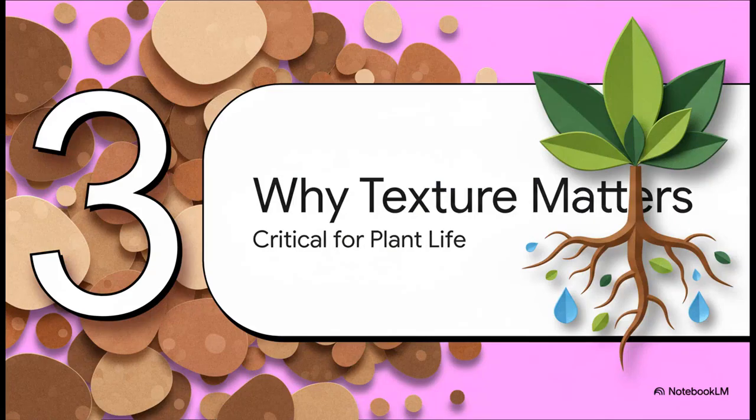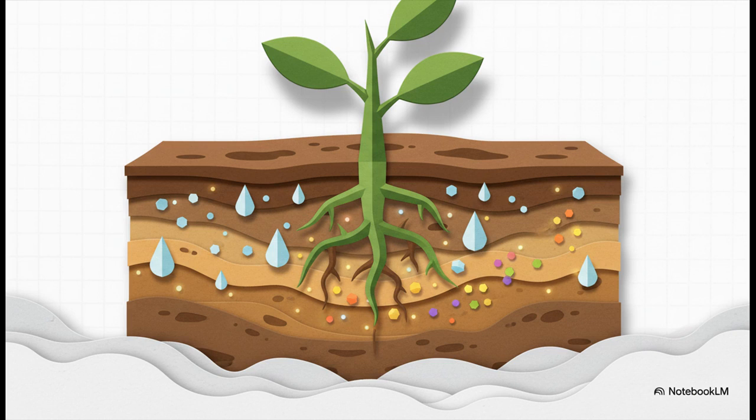Okay, so it's a mix of different size particles. Big deal, right? Well, yeah, it's a huge deal. Because that simple recipe, that texture, it controls every single critical resource a plant needs to survive. And here's the crucial part. That physical mix of particles creates a whole unique environment down there. It determines exactly how much water the soil can hold onto, how much air can actually get to the roots, and how many nutrients are available for the plants to eat. It is, quite literally, the foundation of life on land.